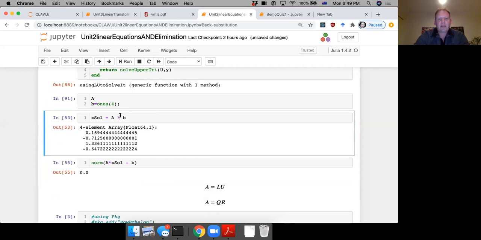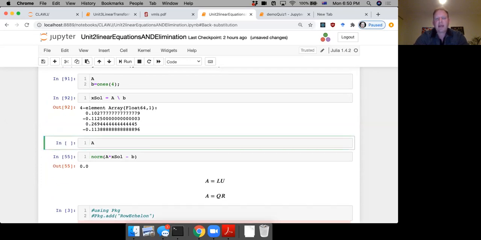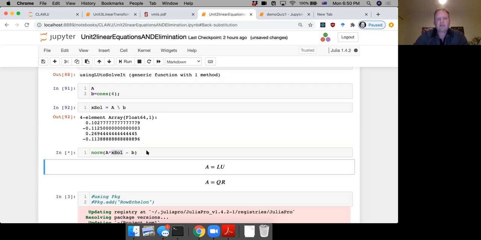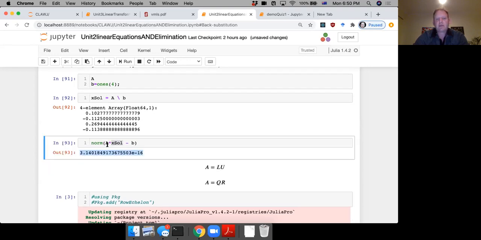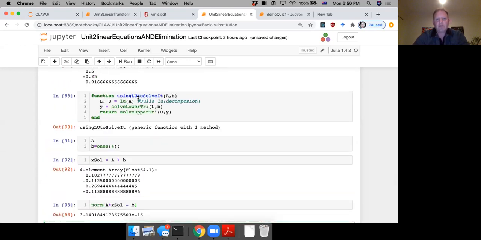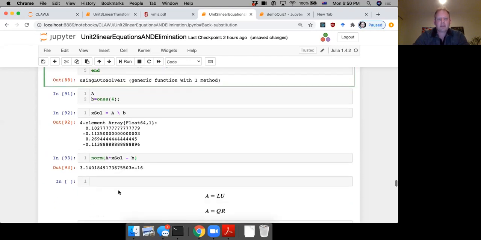Okay, so let's do the solution using backslash. Xsol happens to be the solution. Just to check, I always like to check to see that everything was okay. So A times Xsol, oh, here's the check. The norm of A times Xsol minus B is 0. Okay, so that means that A Xsol equals B. But let's use the function using LU to solve it. And we've called the function arguments here just like the global variables a and b, so that's fine.